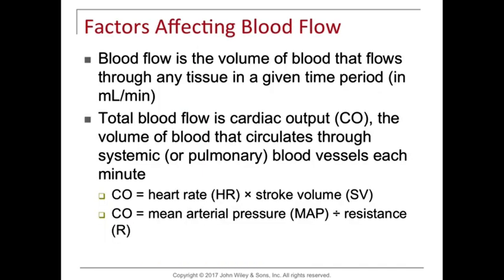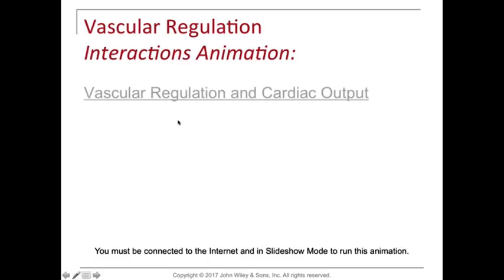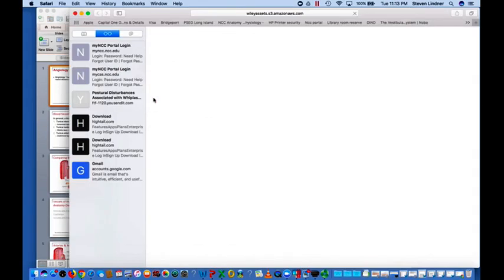Blood flow is the volume of blood that flows through any tissue in a given time period. Total flow is cardiac output, the volume of blood that circulates through systemic or pulmonary blood vessels each minute. The cardiac output is equal to the heart rate times the stroke volume. Cardiac output is equal to the mean arterial pressure divided by the resistance as well. Let's look at the vascular regulation and cardiac output.